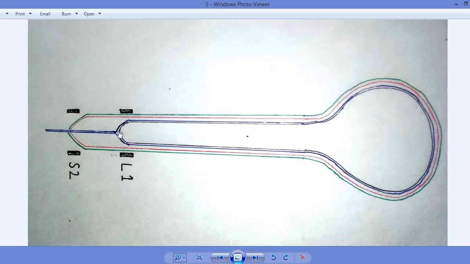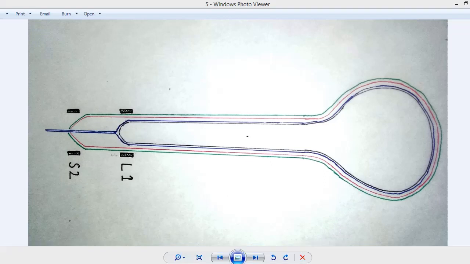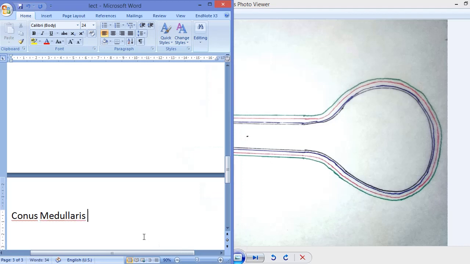The cauda equina starts from this portion. I have not drawn the cauda equina over here, but the nerve fibers which arise from this portion are called cauda equina. The cauda equina starts from the conus medullaris.